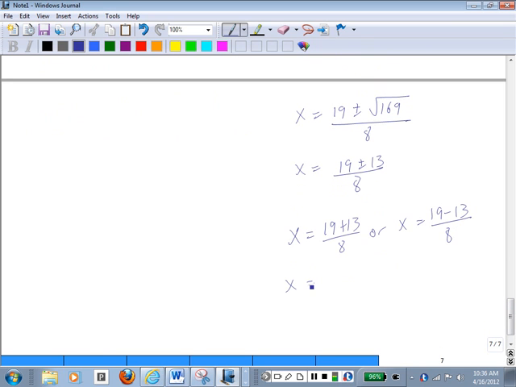So x equals, now we have to think of it. 32? Ugh, just missed it. 32 over 8, or x equals 6 over 8. So x equals 4, or x equals 3/4. Two possibilities. Now we should check them and make sure they both make the arguments of the logarithms positive. In order to be a valid solution, it has to be in the domain of these logarithmic expressions. So first check the 4.